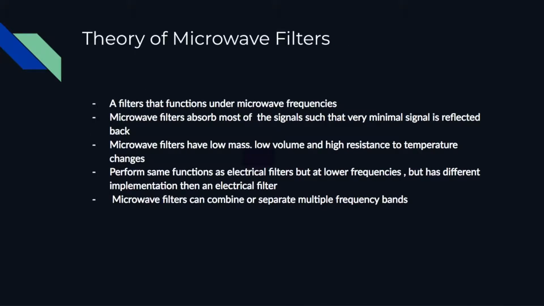Alrighty, now let's do a bit of theory for the microwave filters. A filter that functions under microwave frequencies is known as a microwave filter. Microwave filters absorb most of the signals such that very little signal is reflected back, which makes them very unique. A microwave filter has a low mass, low volume, as well as very high resistance to various temperature changes.